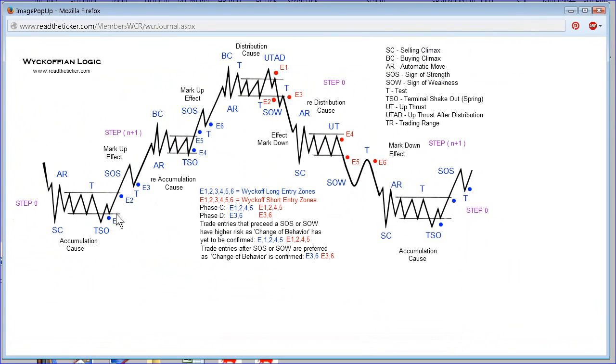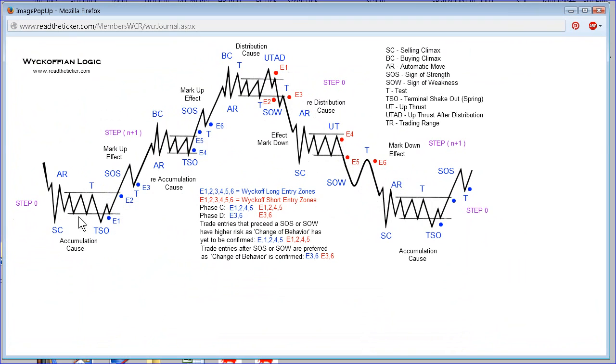We have our accumulation pattern, strength, test, reaccumulation pattern, distribution pattern, redistribution pattern, and a reaccumulation pattern here. Trades entry are E1, E2, E3, E5, E6, E4, missed one. And obviously the red ones go down E1, E2, E3, E4, E5, E6, and what have you. E1 and E2 are considered high risk zones.